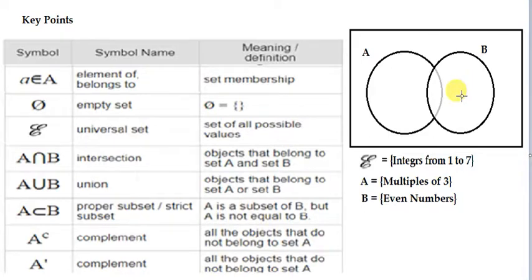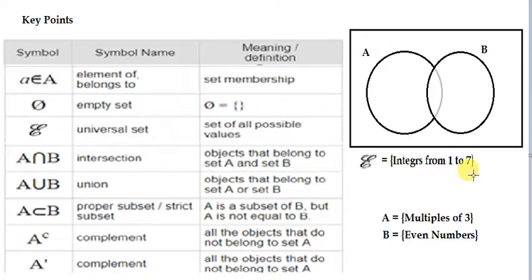Now we will try to represent these sets in terms of a Venn diagram that is there on the right side of the screen. As you can see, integers from 1 to 7, they are the numbers 1, 2, 3, 4, 5, 6 and 7. Similarly, set A which is multiples of 3, they will be 3 and 6. And why do we limit to 6? Because all the elements should be within the universal set, not beyond that. Similarly, even numbers, again, they are 2, 4 and 6.